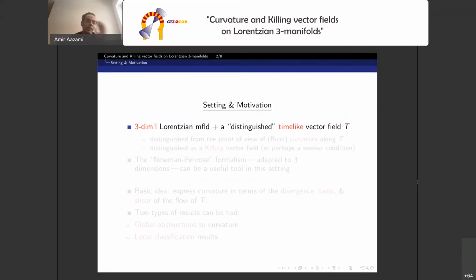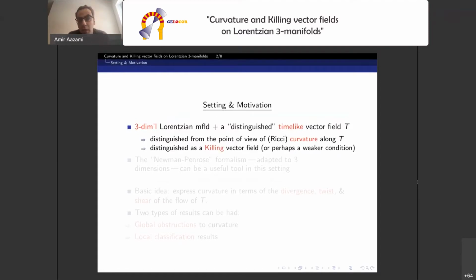So the setting is strictly in 3 dimensions. You have a Lorentzian manifold in 3 dimensions, and as well a time-like vector field T that is distinguished in some way. This could mean distinguished from the point of view of curvature along the flow of T. Perhaps it could be distinguished as a Killing vector field or some weaker condition or some combination of these.